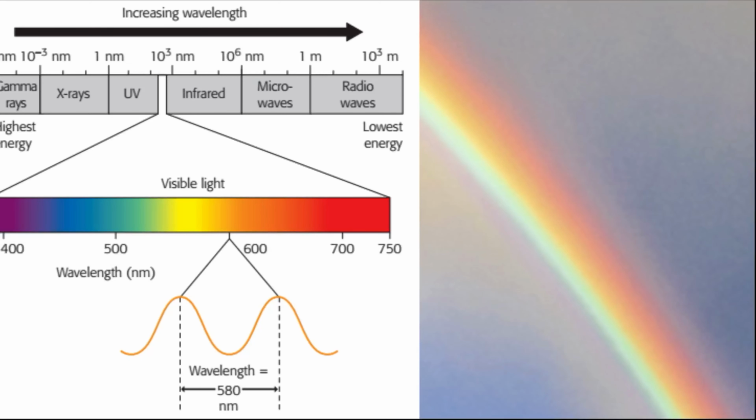So, within visible light, we have all these different wavelengths and different energy values. Looking at this spectrum of visible light, which colors do you think would be most valuable in converting light into chemical energy?